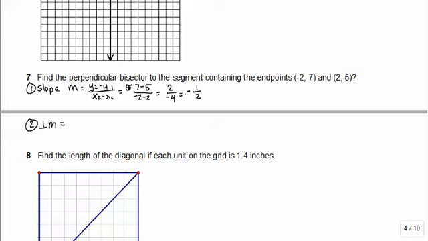So our negative becomes a positive, and then we flip it. So 1 over 2 becomes 2 over 1. So that's what perpendicular slope is. You change the sign and you flip it. So positive 2 over 1 becomes just a 2.